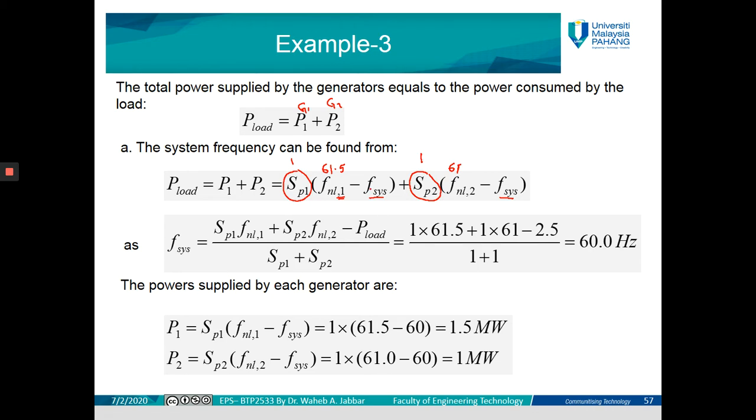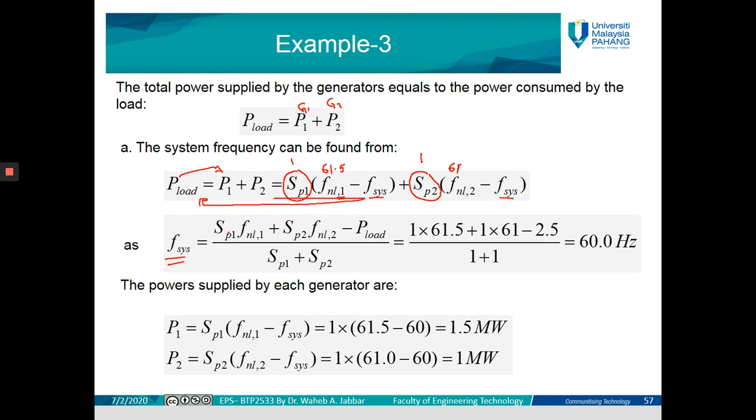So if we want to find the F system here, we need to open this one in order to solve in terms of F system. When we solve for F system, the new formula gives F system equal to SP1 F no load 1 plus SP2 F no load 2 minus P load, divided by SP1 plus SP2. The P load goes to the other side, the F system goes to the left, and P load goes to the right, after we open all these brackets.